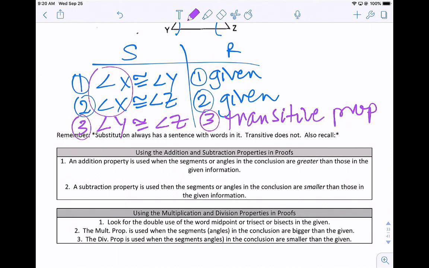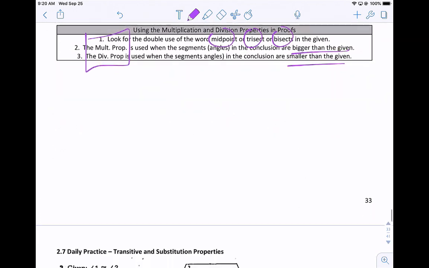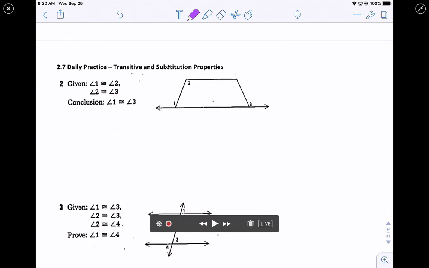Again, remember substitution always has a sentence with words in it. Transitive does not. Also recall addition and subtraction properties. Addition property is used when the conclusion is greater than those given, subtraction smaller than those given. If you see the word midpoint, trisect, bisect, the double use, it's the multiplication or division property. Multiplication when it's bigger, division when it's smaller. All right, so in class we will start working on some proofs.